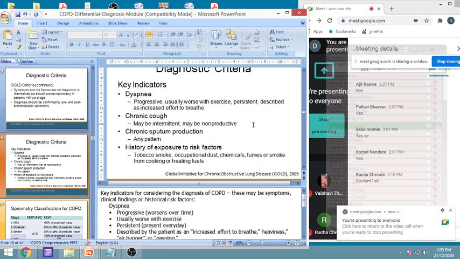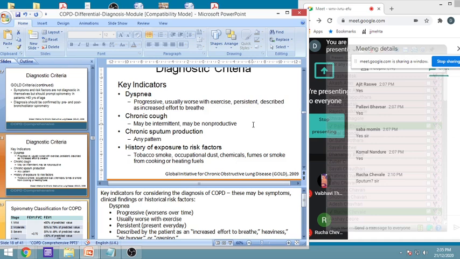Then these are all various, we shall check whether there is any history of exposure to risk factors like tobacco smoke, occupational dust. I told you mining industry, any kind of mines. There are some people working in various chemical industries where fumes are there, or smoke from cooking or heating of the fuel is there, or agriculture people. So in all cases it can be there. We can have various indicators for diagnosis. It can be symptoms, clinical findings, or historical risk factors.